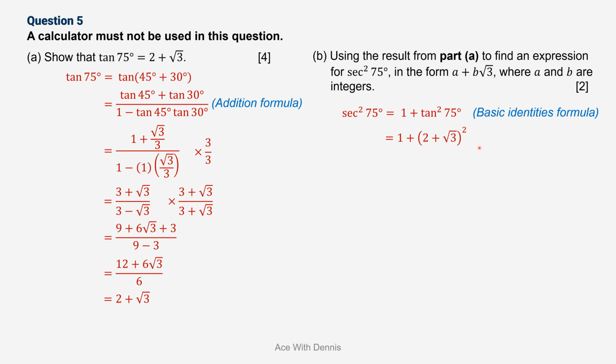So square the whole thing. Expand here, we have 1 plus 4 root 3 plus 3. Then simplify, we get 8 plus 4 root 3. So it is in the form of a plus b root 3.